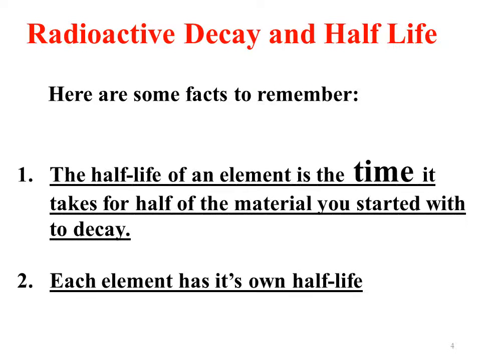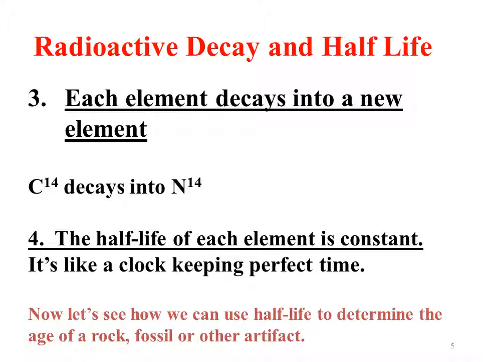Here are some facts to remember. The half-life of an element is the time it takes for half of that material you started with to decay or to be gone. Each element has its own half-life. Each element decays into a new element. So for example, carbon-14, so carbon that has a mass of 14, is going to decay into nitrogen-14. The half-life of each element is constant, so it's like a clock that keeps perfect time. It never changes.